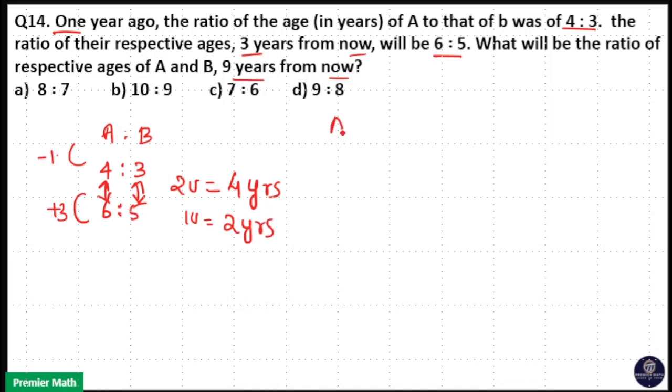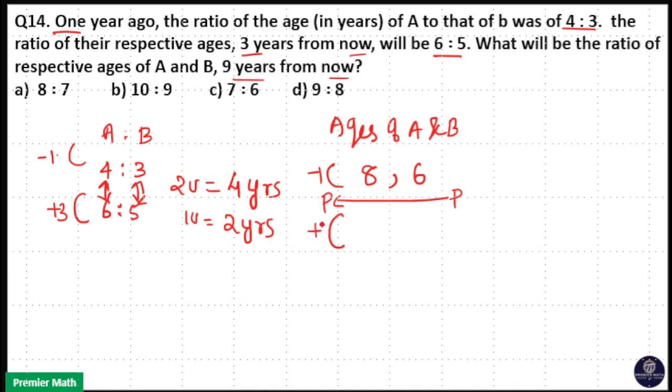That means the ages of A and B 1 year ago was 4 into 2, 8 years, and 3 into 2, 6 years. This is the 1 year ago age. So if this is present, after 3 years from present, the ages of A and B will be 6 into 2, 12 years, 5 into 2, 10 years. So this is 12 and 10. These are the ages of A and B after 3 years from the present.